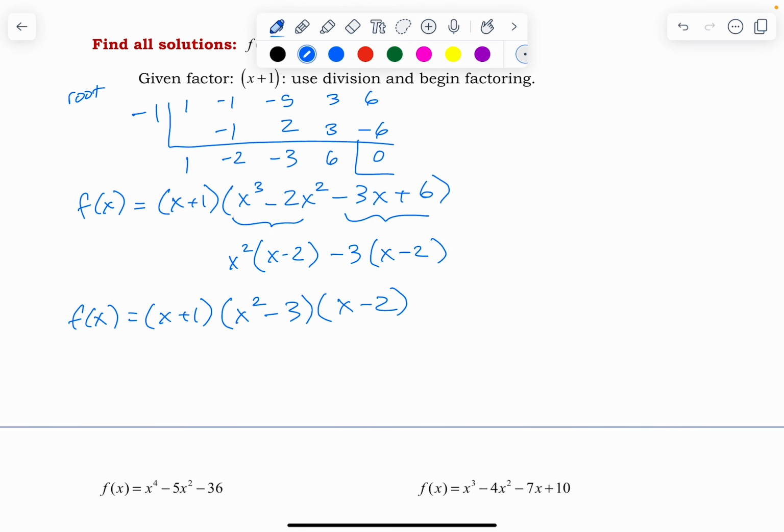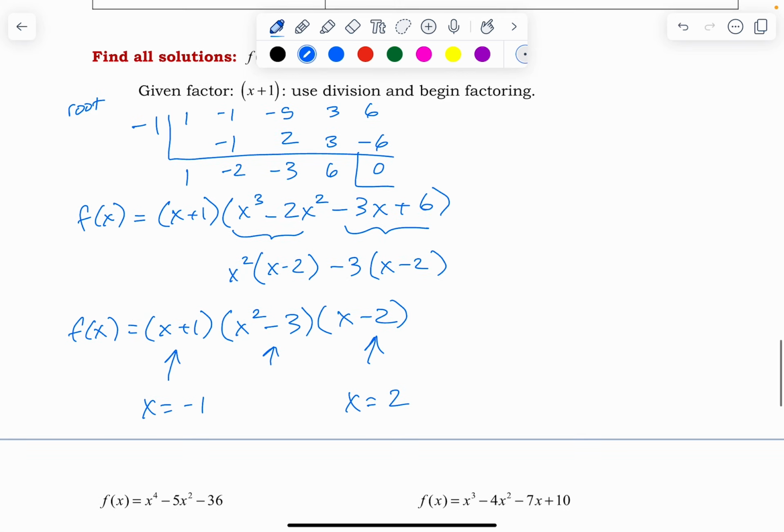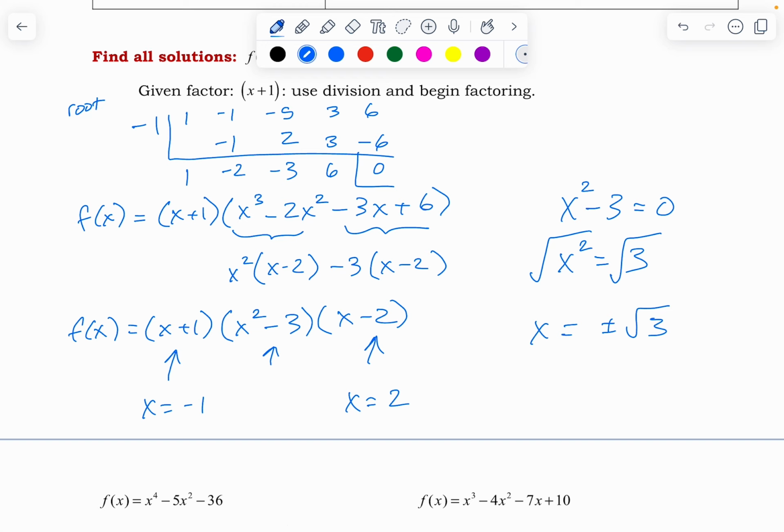Okay, so now what does this tell us? Well, it tells us that I have a 0. My 0 from here is x equals -1. My 0 from here is x equals 2. And this one I can solve. What we'll do is we'll say x squared minus 3 equals 0. I'll add 3 to both sides, and then I'll do the square root, plus minus. And so x equals plus or minus √3. Those are not rational answers, but they are real answers.